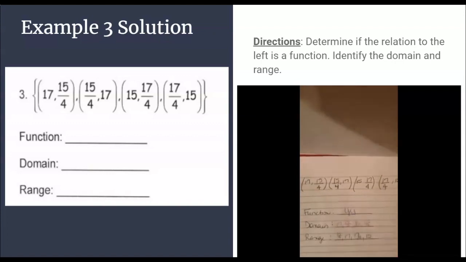Absolutely, it surely is. None of our x-coordinates are repeating themselves or giving us any other unique range or y coordinates. So yes, this is a function.